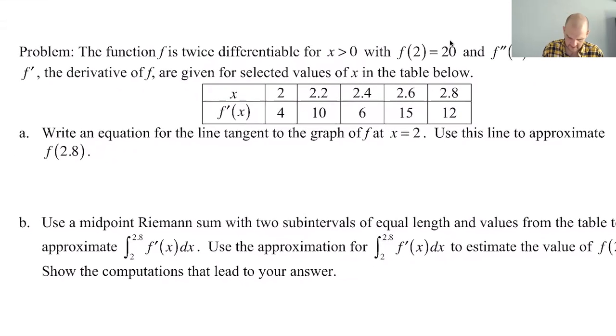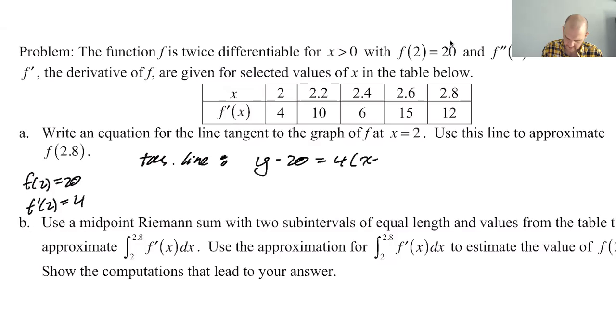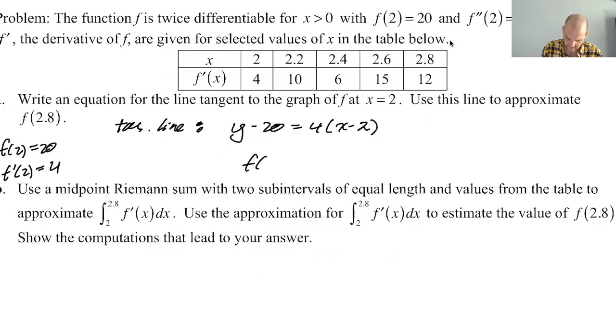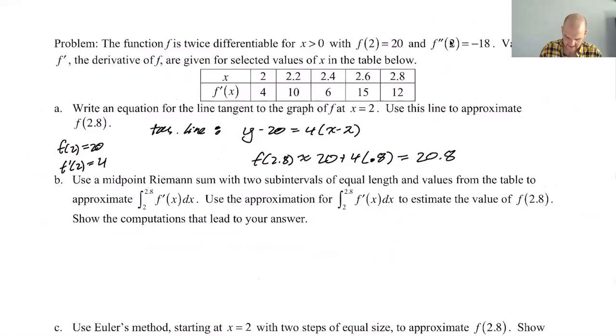Okay, so the tangent line, I need to know the value of the function. So f of 2 is given. That's 20. And then f prime of 2 we get from the table is 4. So it's going to be y minus 20 is equal to 4 times (x minus 2). Use it to approximate f of 2.8. So f of 2.8 is going to be approximately 20 plus 4 times (2.8 minus 2), so 0.8, 20.8. All right, that's the thing.